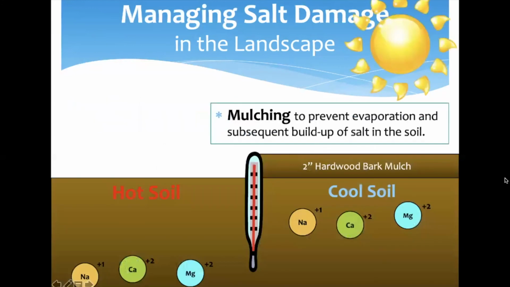And then you can also mulch. Mulching prevents the evaporation and the buildup of salt within the soil, so that would be fine. You can do 2 inches of hardwood bark mulch, and that could reduce the amount of salt buildup within the soil.